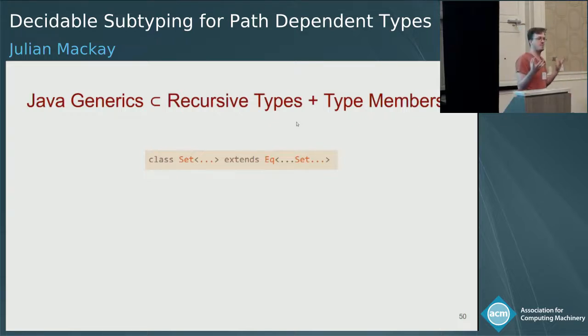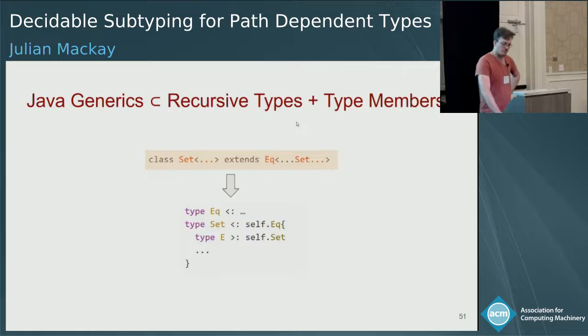It turns out that recursive types and type members in Wyvern give you the same sort of patterns as you get in Java generics. And we know Java generic subtyping is undecidable. So if we're dealing with the same sort of patterns, it helps to look at what's going on in Java generics. We redefine our set EQ definition as a class Set that extends EQ with some recursive usage of Set, right? And we can see how this translates into Wyvern. Again, Set extends EQ using our recursive self variable, and then E is our type member, which mimics our type parameter, and it's lower bounded by some recursive usage of Set.